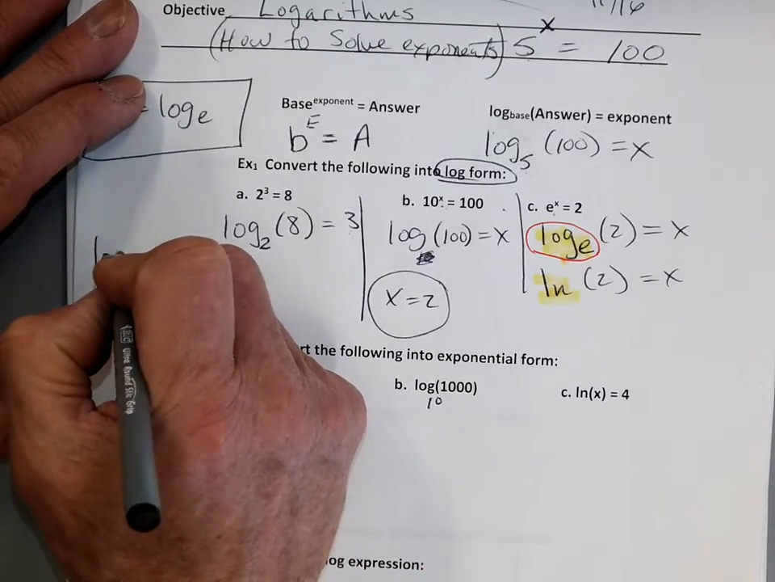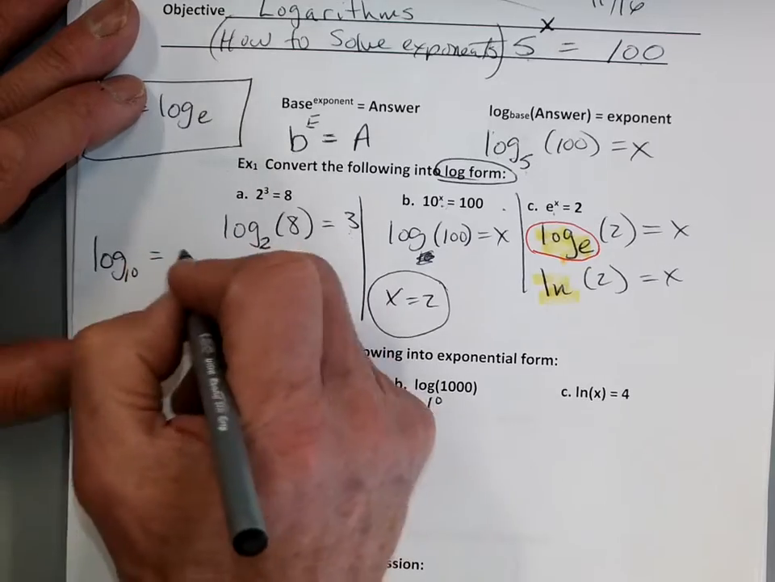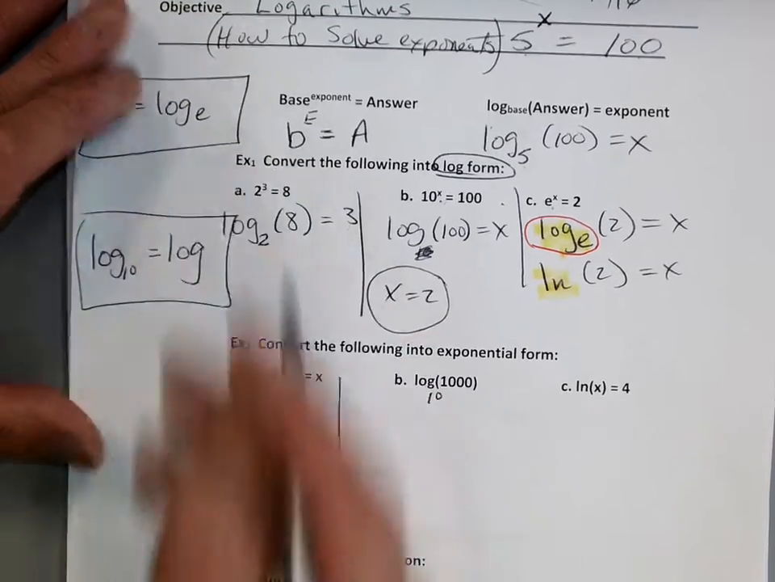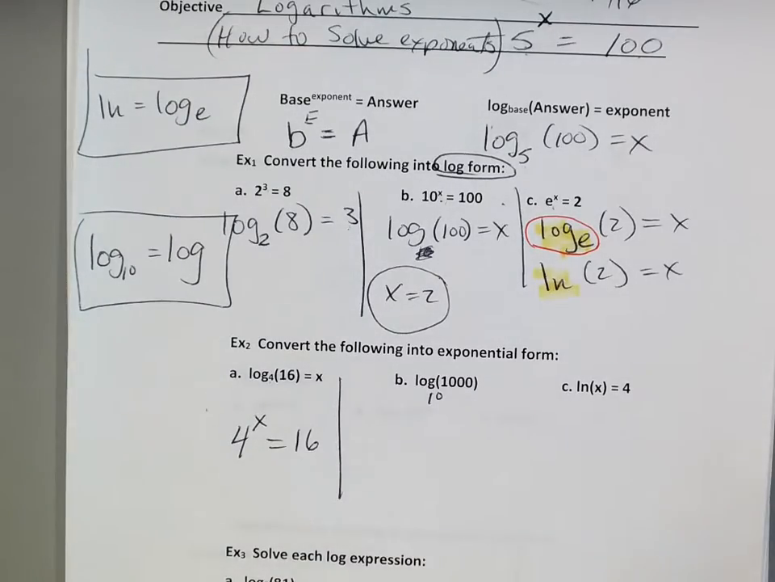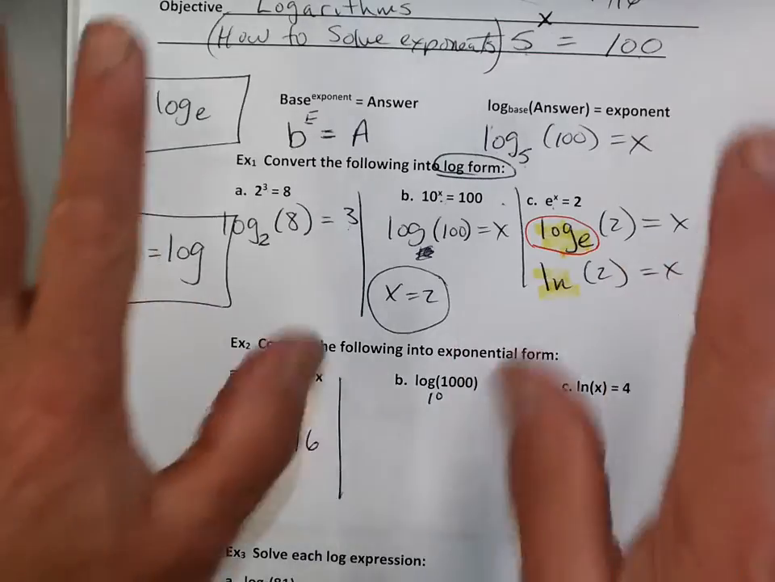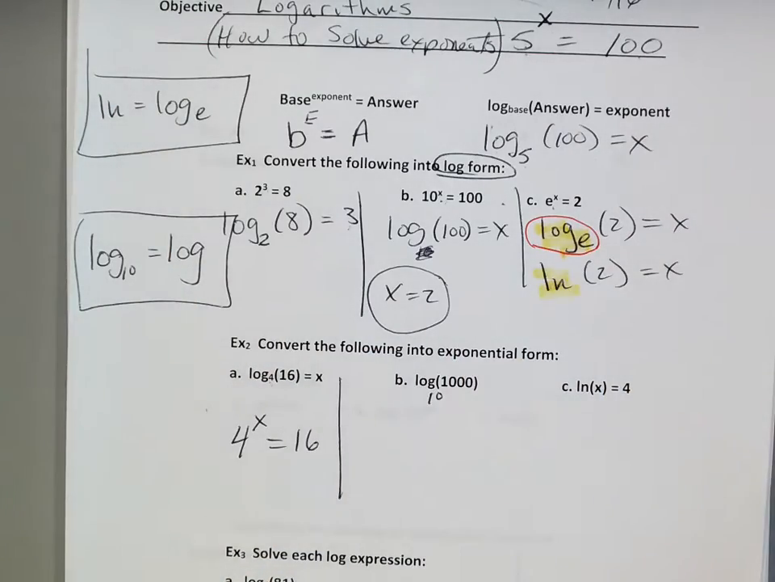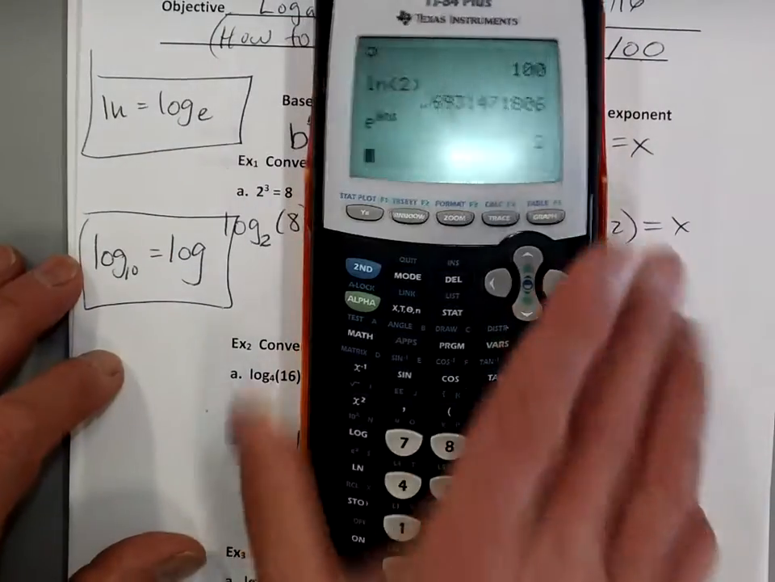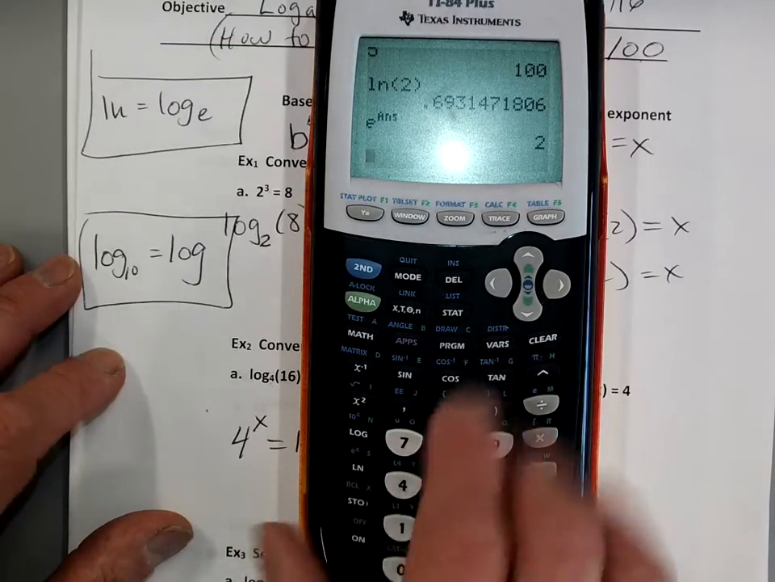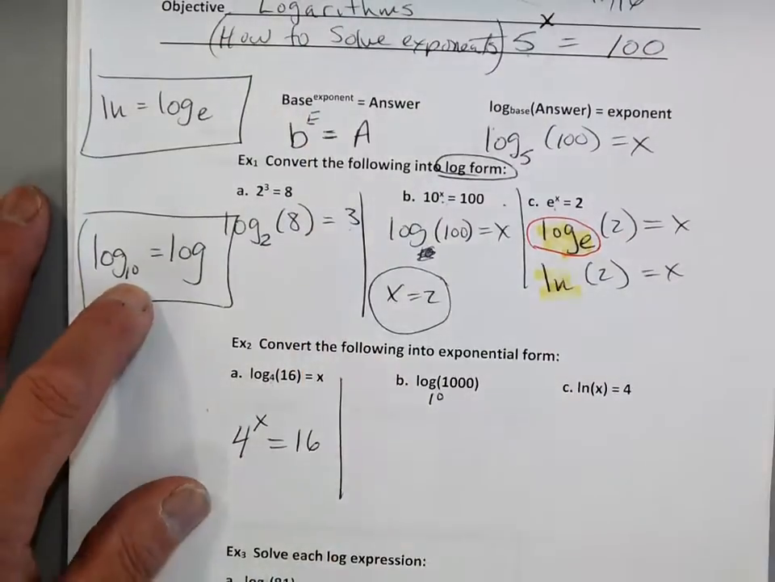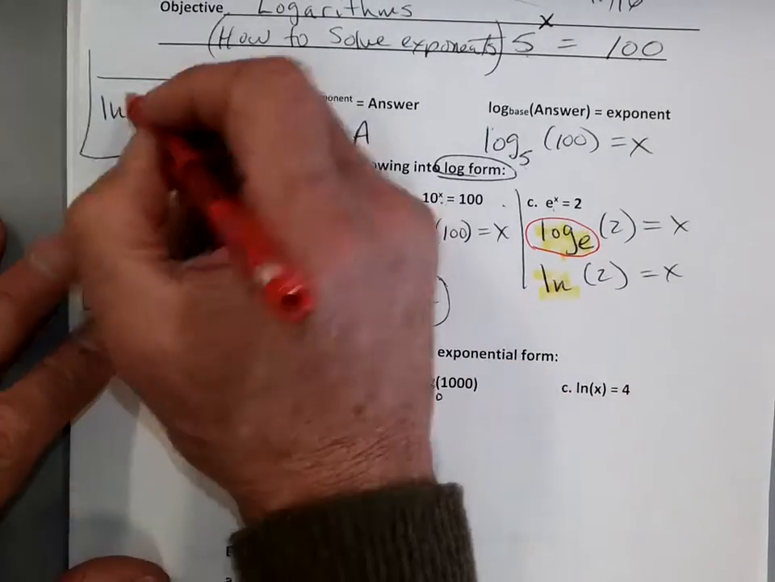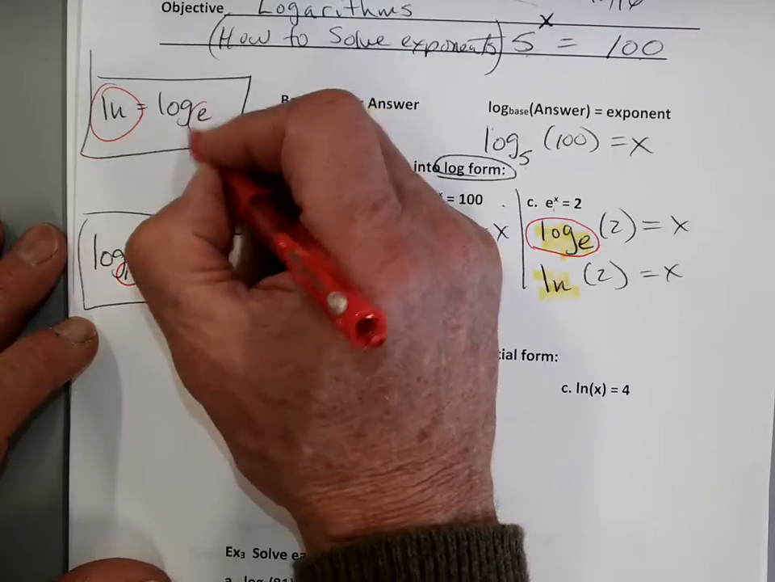So log base 10 of anything is just log, okay? We don't have to write the base, it's log 10. And that's for obvious reasons, because we live in a base 10 world, because we have 10 fingers, right? And of course we count in base 10, and we get this log button in our calculator right here. Log, that is base 10. So invisible base is always base 10. ln is always base e, okay?